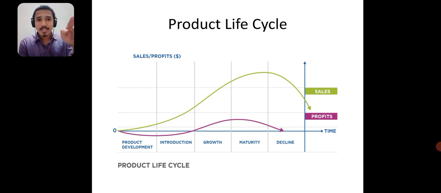Along with the sales, you can see the red line, the profits also increase, but at a certain point of time it is stagnant or straight. Then again, as the sales come down, the profits also come down over a period of time, right? So as you can see, in the introduction stage the profit is less, in the growth stage it increases, in maturity it is somewhere in the center, and as there is a decline stage, it comes down.